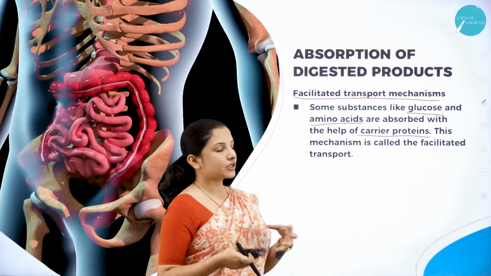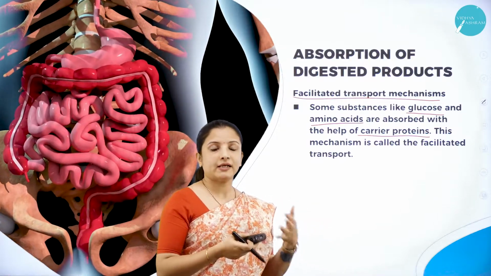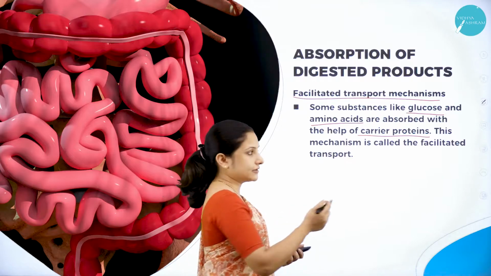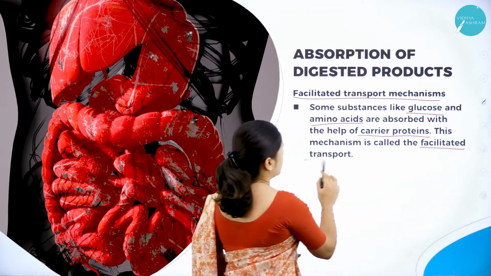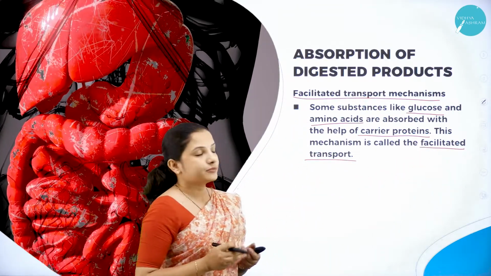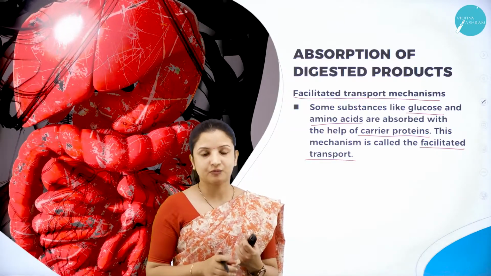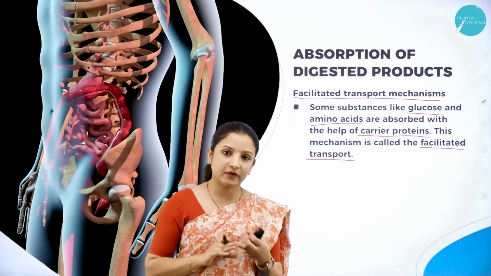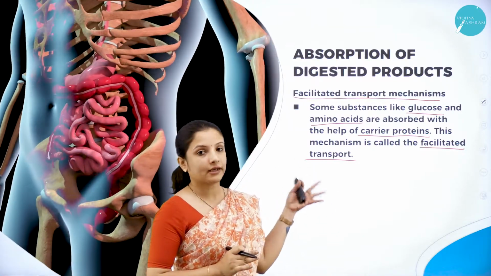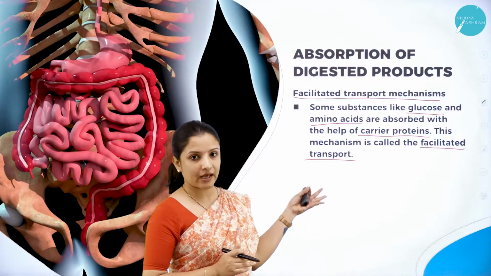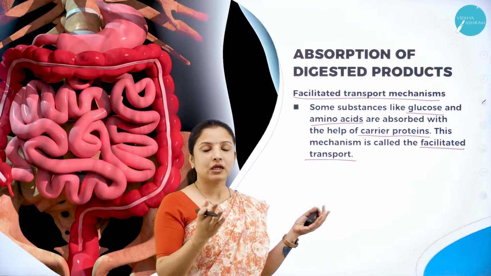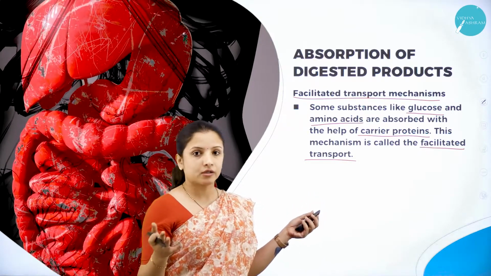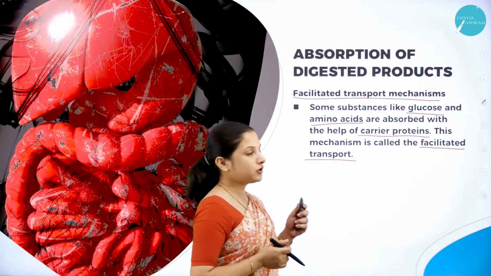These carrier proteins carry glucose and amino acids into different organs, and this mechanism is called facilitated transport. So this is one kind of absorption, by facilitated transport. One we learnt of is passive absorption. Then we learnt of active absorption. Then one more, the facilitated transport mechanism, wherein a carrier protein is involved which helps in the transport into different organs.